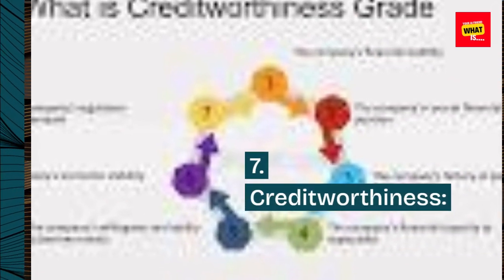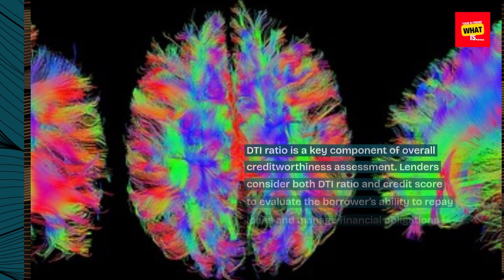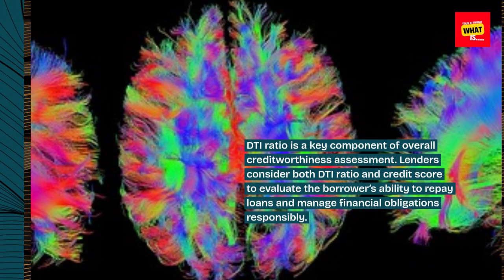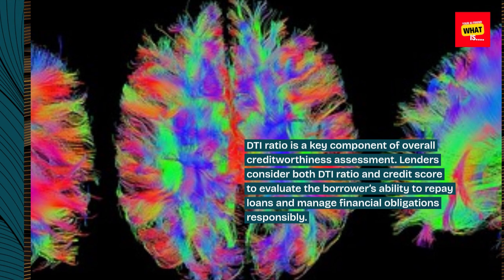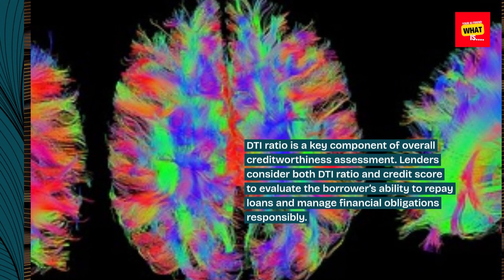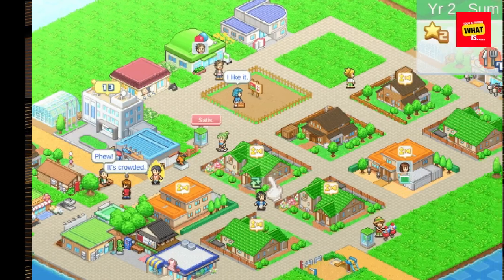7. Creditworthiness. DTI ratio is a key component of overall creditworthiness assessment. Lenders consider both DTI ratio and credit score to evaluate the borrower's ability to repay loans and manage financial obligations responsibly. 8. Loan terms and conditions.